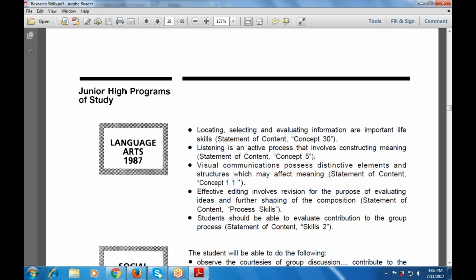Then visual communication possesses distinctive elements and structures which may also affect the meanings. That is the statement of content, concept 11. Then effective editing involves revision for the purpose of evaluating ideas and further shaping of the composition. That may be either statement of content or process skills used with effective editing: effective skills, effective data, effective evaluation.